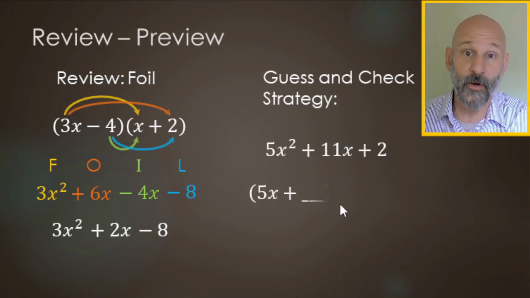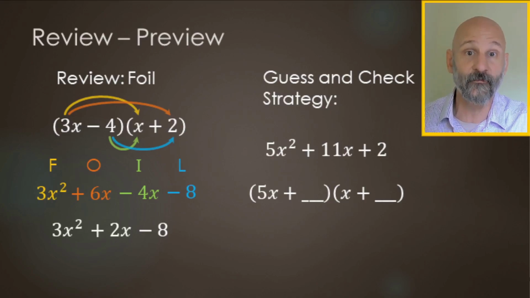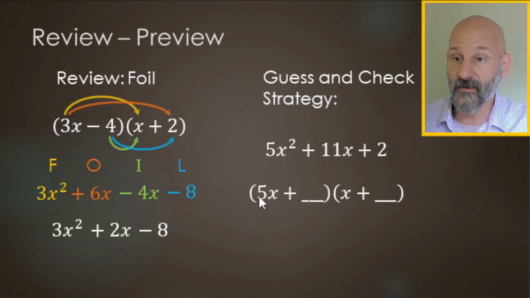So right here, quick example, right? 5x squared plus 11x plus 2. Now notice this 5x squared here. We're going to break that up into 5x and x because we're going backwards. So remember this 3x squared, that came from the 3x times the x. It came from the firsts. And then this -8 came from the lasts, -4 times 2. So that means the 5x and the x make 5x squared.